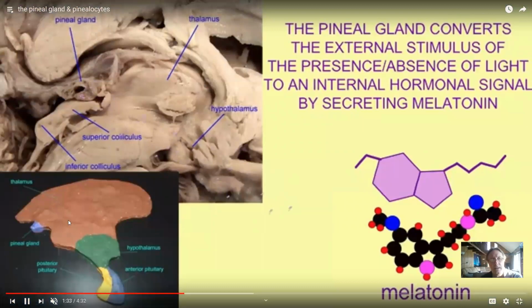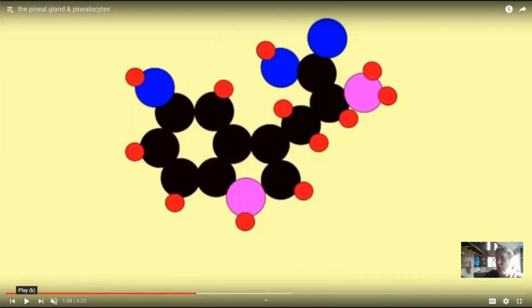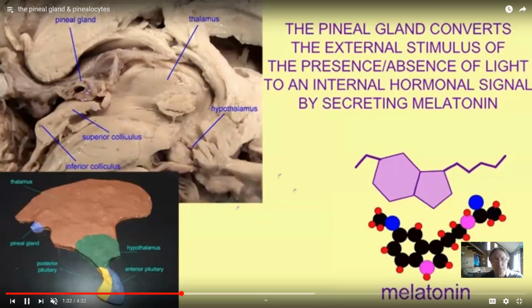So if this is the diencephalon, here the thalamus is brown, the hypothalamus is green, the pineal gland is here. Here is the thalamus, here's the hypothalamus in the human brain, there is the pineal gland. The pineal gland is important because it will convert an external signal, which is light. So is it light? Is it dark? How long is the day? That's an external signal. It then converts it to an internal signal throughout the body, the presence of melatonin. So melatonin is a hormone released from the pineal gland.